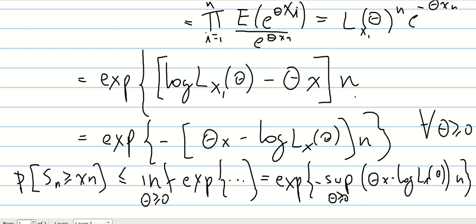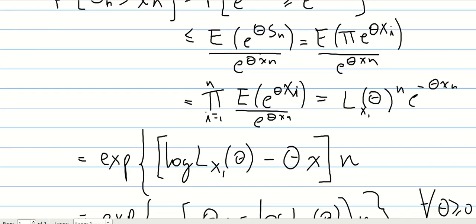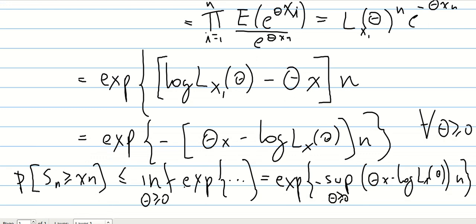So let's just recap what we just did. We want to estimate this. We use exponential moments and we optimize over theta. We use, of course, the independence, the fact that exponentials break into products, and we optimize over theta to obtain this last inequality. But I don't want to stay in this last inequality for long. I just want to focus a little bit on this term here.